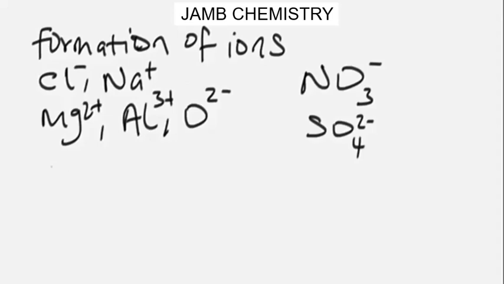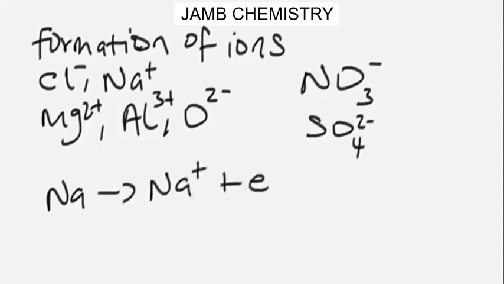Now note that when metals form ions, they lose electrons from their outer shell to form positive ions. For instance, a sodium atom is in group 1, so it loses 1 electron to form a sodium ion with the same electronic structure as neon. Okay, so basically what will happen is that the sodium atom will lose 1 electron to form a sodium ion. So this is a single charged ion. So they lose 1 electron to form a single charged ion.